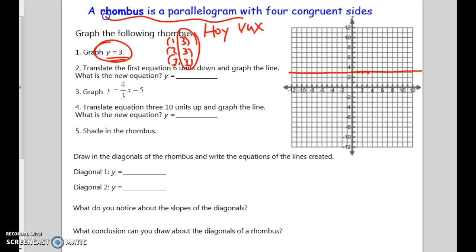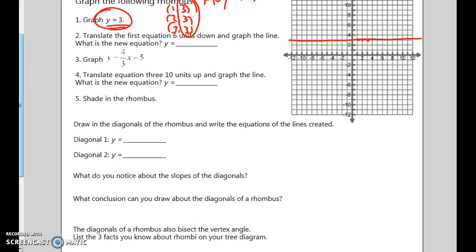What does it tell me to do next? Tells you to move it down 6. Good. It tells me to translate or slide 6 units down. So 1, 2, 3, 4, 5, 6. We'll put it right about here, correct? And I'm translating the whole line. Question, what would that equation be?